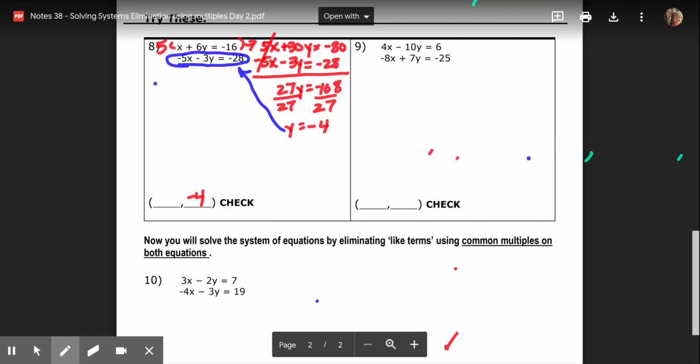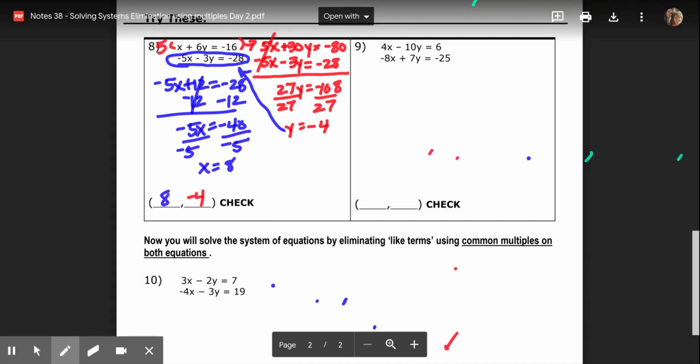So I'm going to have negative 5x. And basically that's a negative 3y. So negative 3 times negative 4 is positive 12, equals negative 28. Then it's a two-step equation, so I just subtract 12 from both sides. So I have negative 5x equals, and that'll be negative 40. Divide both sides by negative 5, and x equals 8.